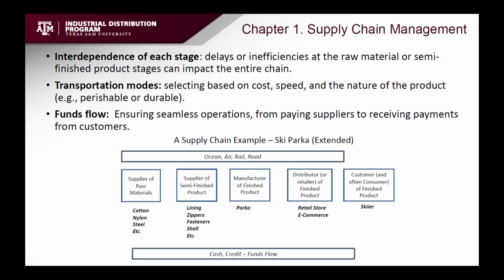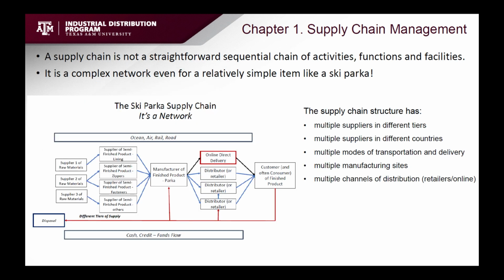Third, funds or cash flow. Now look at the bottom of the slide. See that arrow for cash and credit running underneath everything? Goods flow one direction, money flows the opposite direction. The timing of those payments, what we call the cash-to-cash cycle, has a huge impact on a company's working capital. So basically, a supply chain isn't just goods, it's money and it's information.